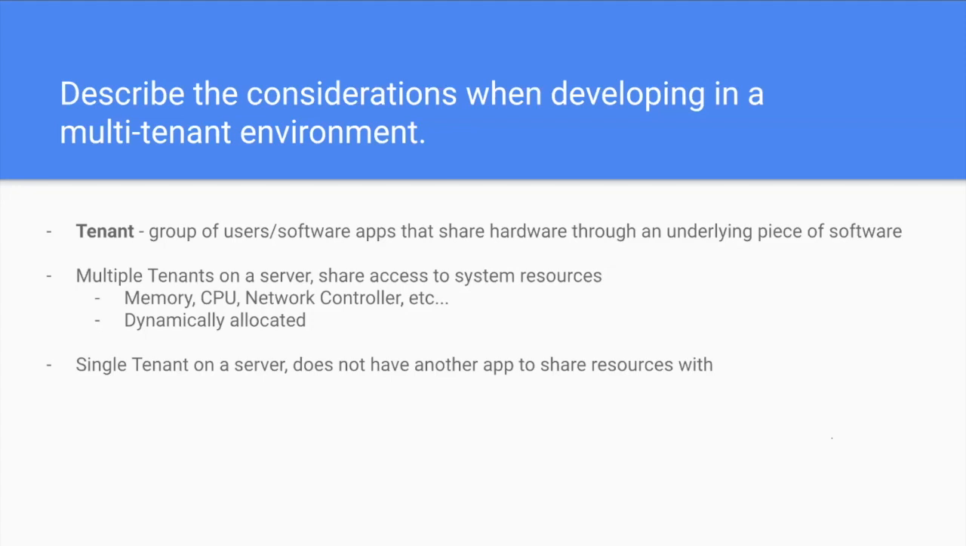So in a single tenant environment, we have a single application or a single group of users using up that server, using up that hardware. So they don't have another app or another group of users trying to share resources with them. Versus a multi-tenant environment is one where multiple apps and multiple different groups of users are using the same server, the same memory, the same CPU, network controllers, and everything else that comes along with a hardware configuration. And the server is responsible for dynamically allocating all these different resources to those different sets of apps, groups, and users. And that's what Salesforce does for us. And that's what makes it a multi-tenant environment.